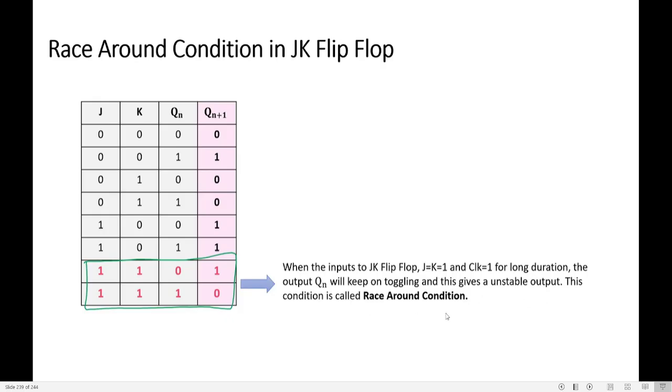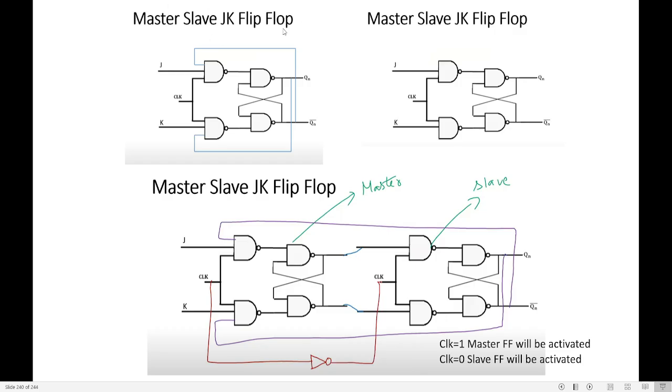To avoid that condition, we go for master slave JK flip flop. In master slave JK flip flop, we make use of JK flip flop. We remove the feedback path of J and K. Can you see the blue feedback is eliminated and the JK circuit is taken as such. Since it is master slave, I make use of two JK flip flops without feedback.